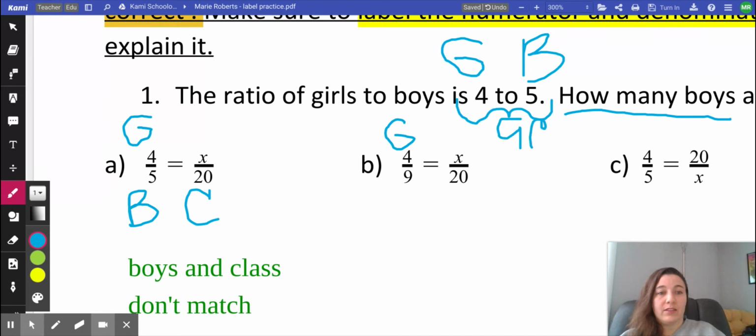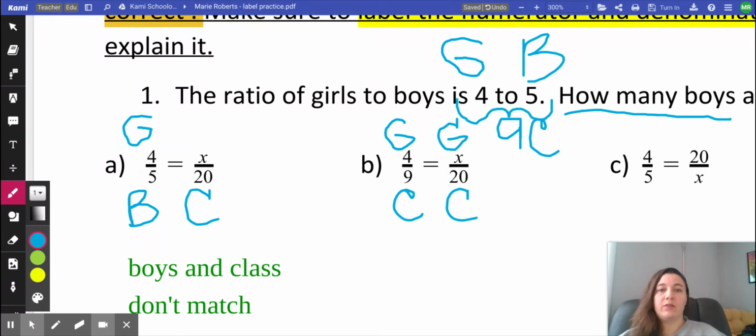So 9 is the class. How many students are in the class originally? When there's 4 girls and 5 boys, you have a class of 9 students. So that's class. 20 here is also class. So this matches. So sticking with the matching, this would be girls.